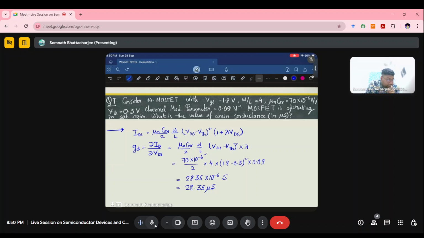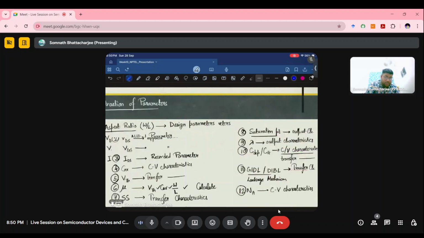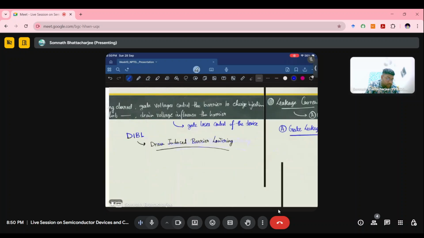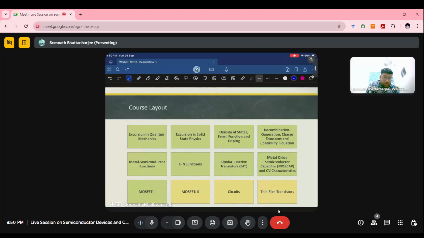So this is it, and I had a few problems remaining, but maybe we'll conclude today's session here. And from next week, we have already learned about the MOSFETs and how to characterize these devices, and how to extract the parameters directly from the equation. From here onwards, we'll learn how to utilize them in circuits, and further improvements in this structure. We'll move towards TFTs or thin film transistors as well.